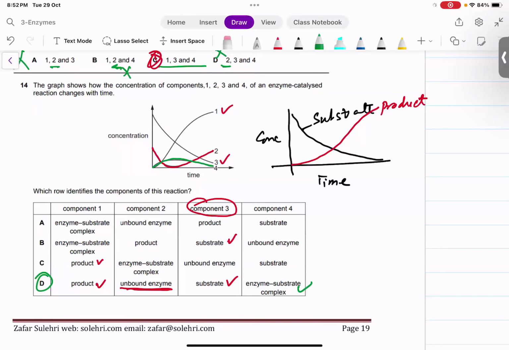So that's all about the effect of temperature and the effect of pH on enzyme activity. In the next class tomorrow, we will discuss the effect of substrate concentration and enzyme concentration on the rate of enzyme activity. So that's it for now.